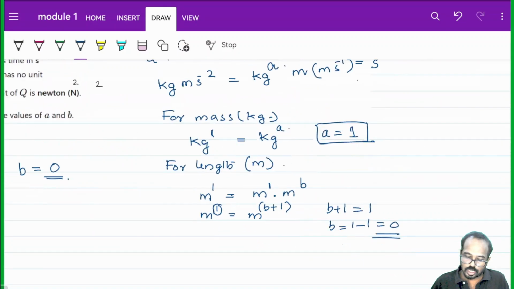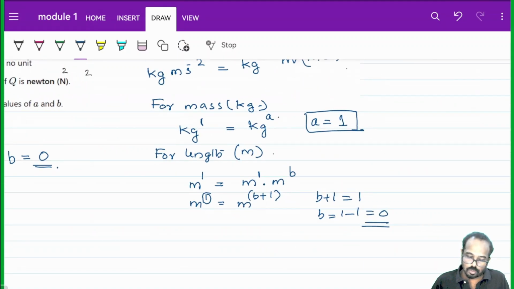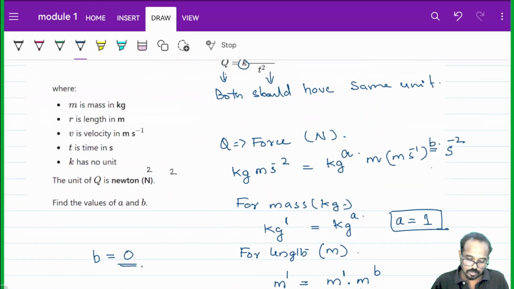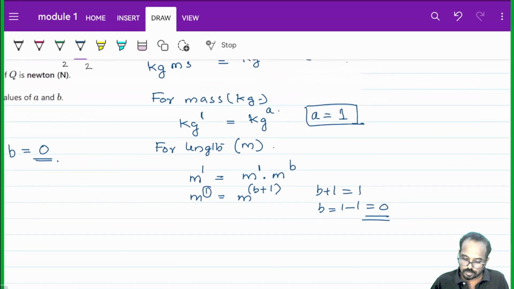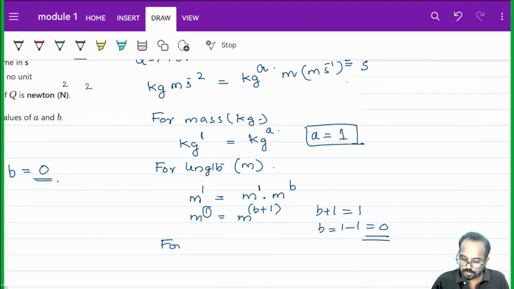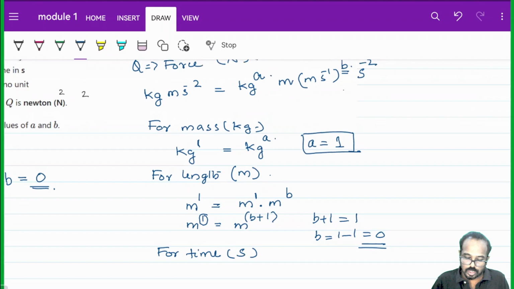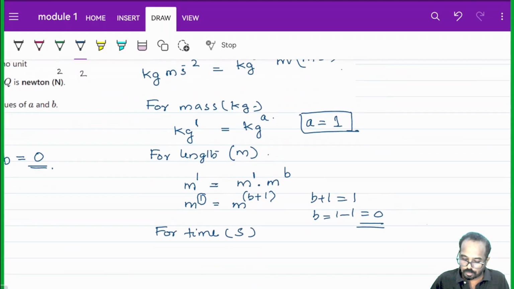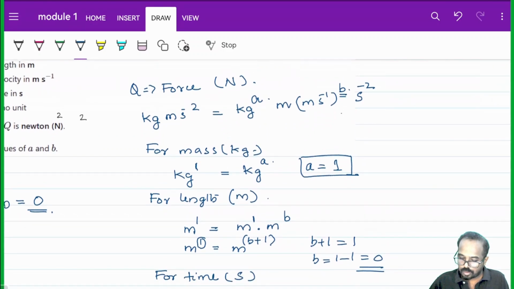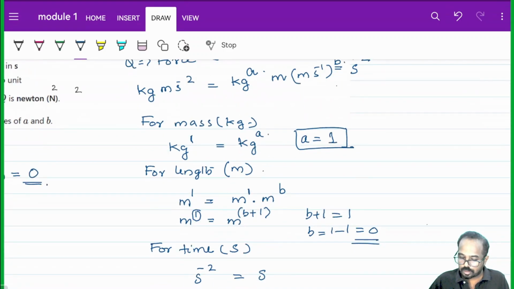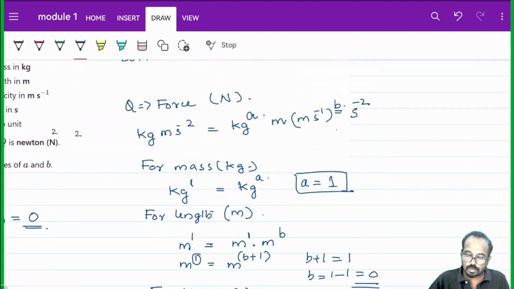If you want to check with the third one also. What is the third unit? Seconds, right? Time, you check. For time, measured in seconds. On the left hand side, what is the power? s to the power minus 2, right? On the right hand side, second to the power minus 1 into b, right? Here this b is multiplied with the minus 1, right?